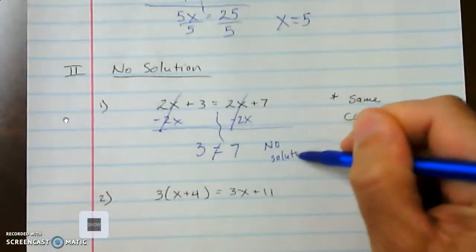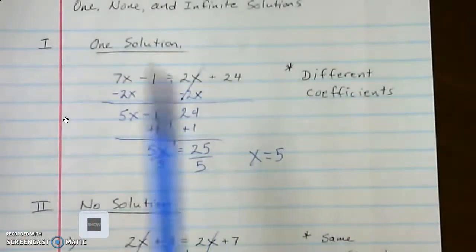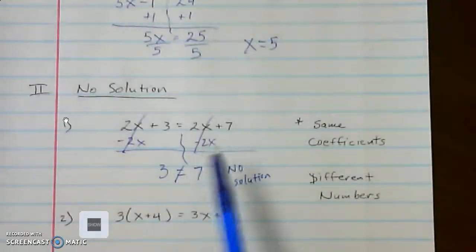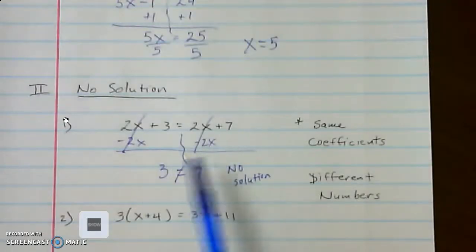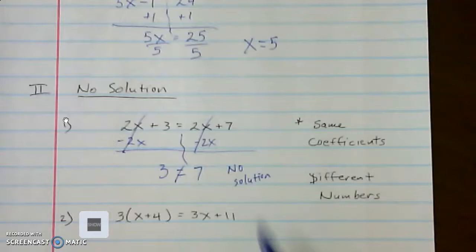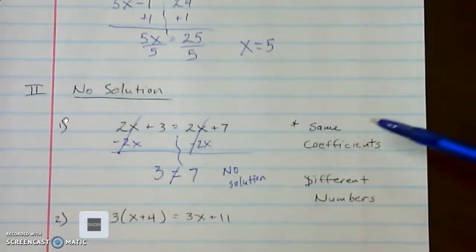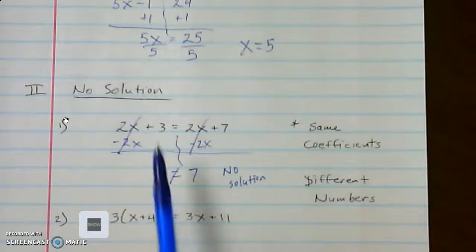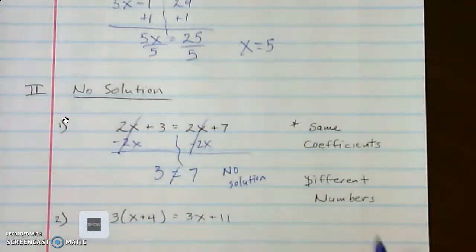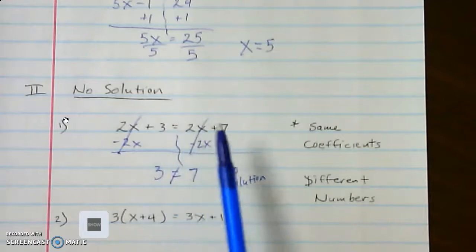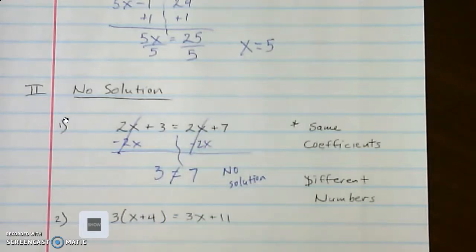There is no number that can make this balance like this one. Remember, 5 gave us the same number on both sides. No number can ever give us the same value on each side. So that's my answer. No solution. So for no solution, you will have the same coefficients. See? 2 and 2. But different numbers. 3 and 7. So that's the basics of no solution.